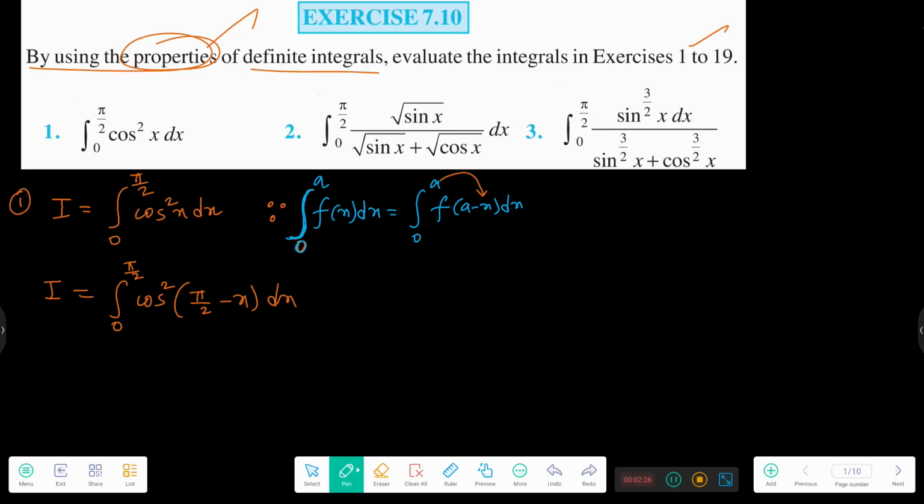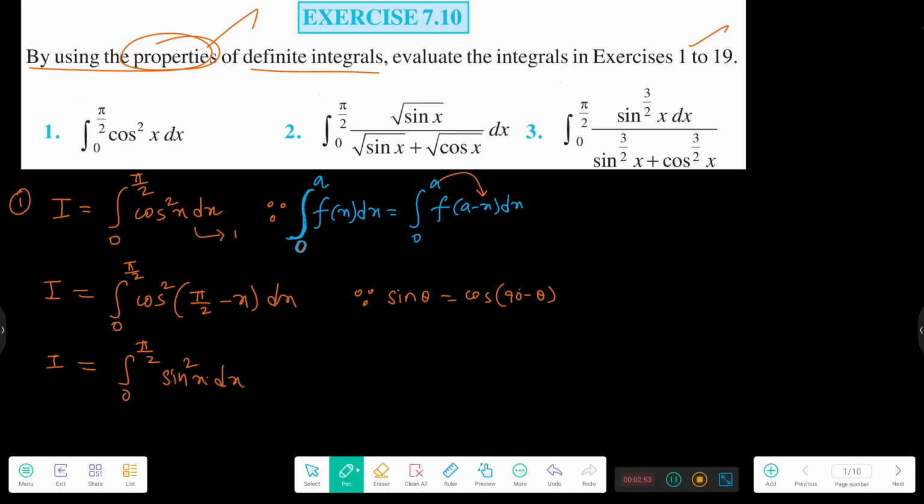Do you remember what cos of 90 minus theta is? Very good, sin theta. We can write cos of 90 minus theta is sin theta; 90 means pi by 2. So that is integral from 0 to pi by 2 of cos square of 90 minus theta, which equals sin square x dx. This is what you will be getting.